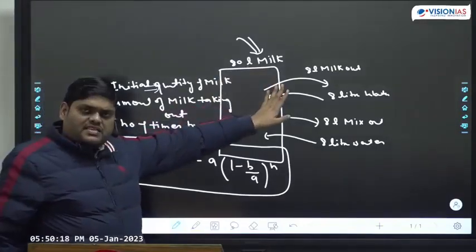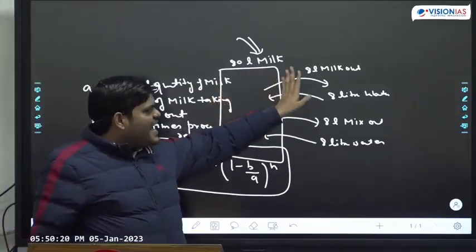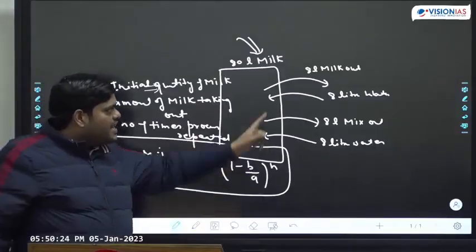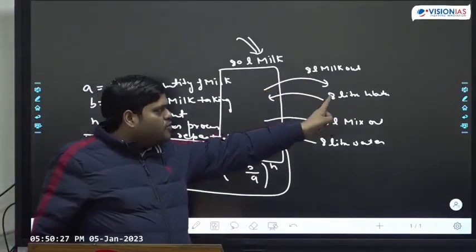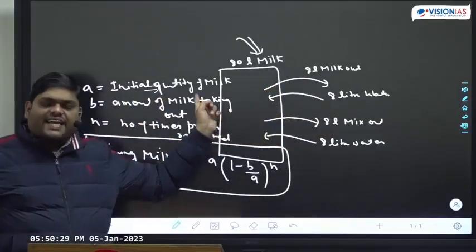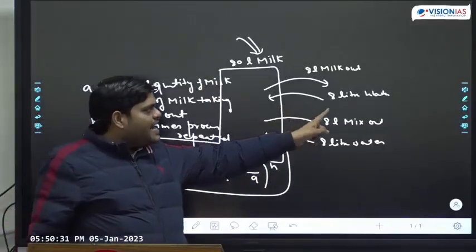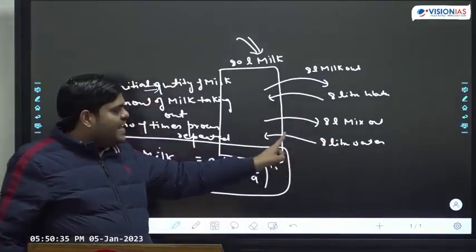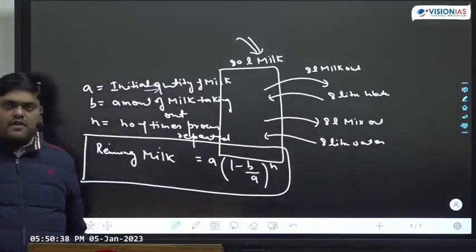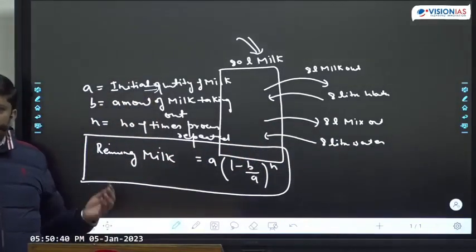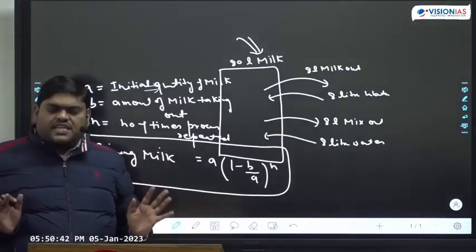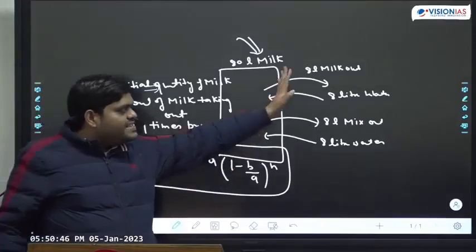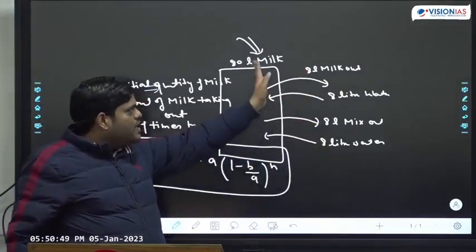80 liter milk is there. You are taking 8 liter milk out. One thing is very common here: whatever you are taking out, the same amount you are adding. If you are taking 8 liter milk out, you are adding 8 liter of water. Then you are taking 8 liter of mixture out, you are adding 8 liter of water. Now suppose your question is such that it is not equal and something different is given, we should not be concerned about that. We should be concerned only with this case when everything is equal and the total is 80.